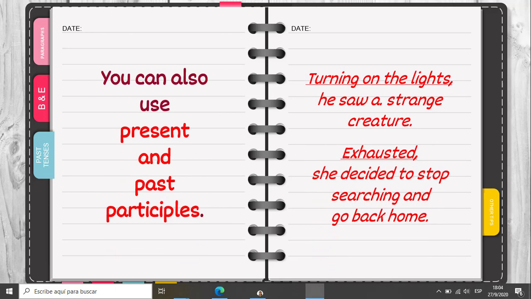And the last tip, you can also use present and past participle. Look at these two examples. Turning on the lights. Turning is the present participle. It's a verb that ends in ing. The next example: exhausted, she decided to stop searching and go back home. Exhausted is the past participle of exhaust, and it's the third column on the list of verbs.